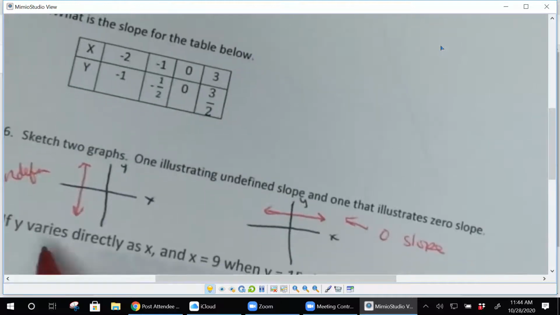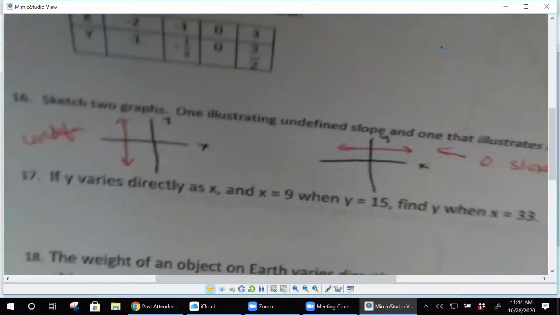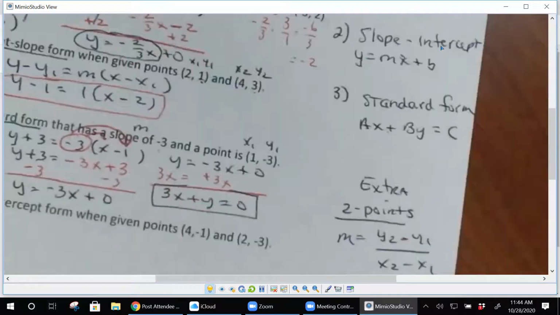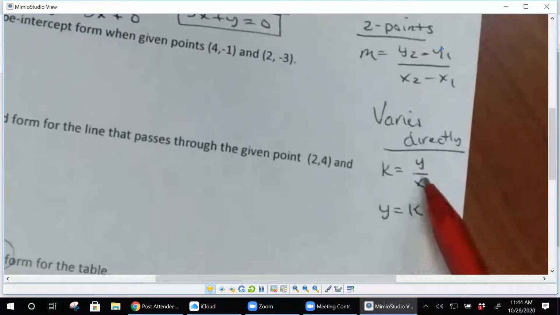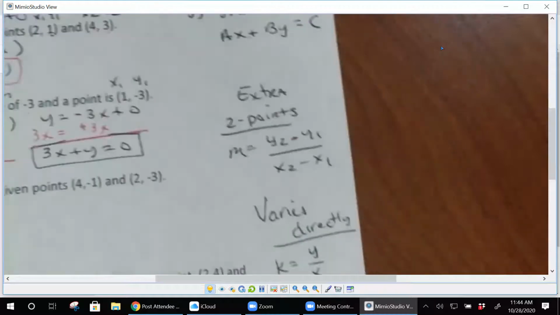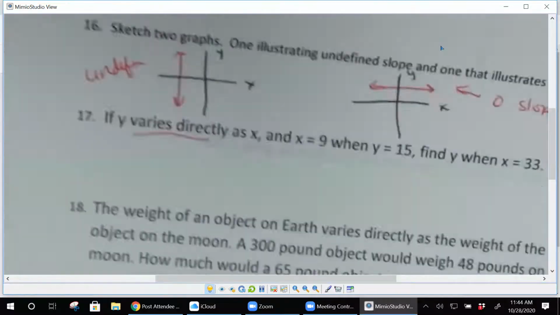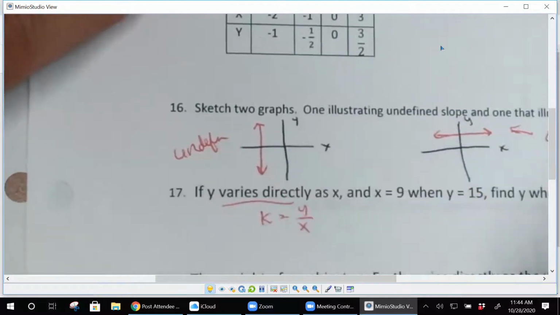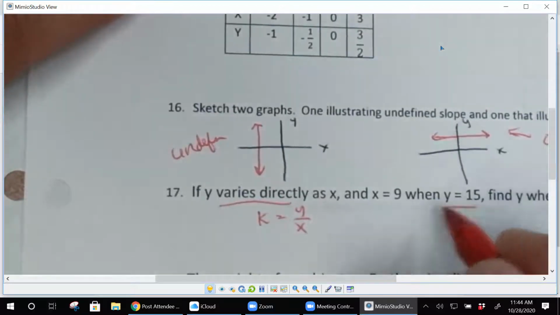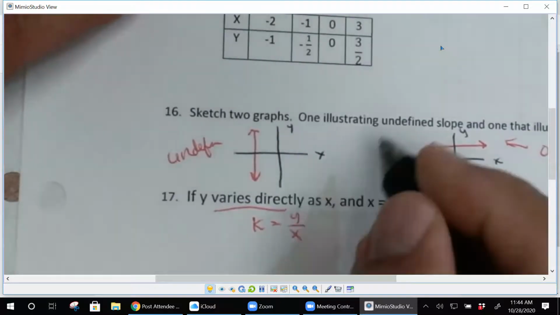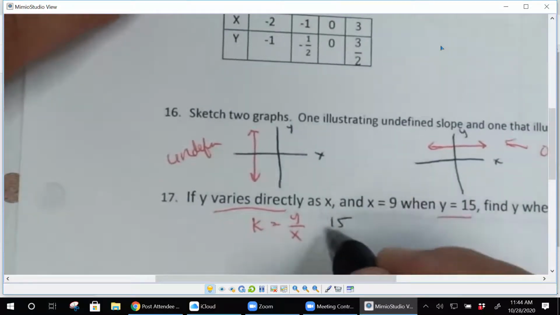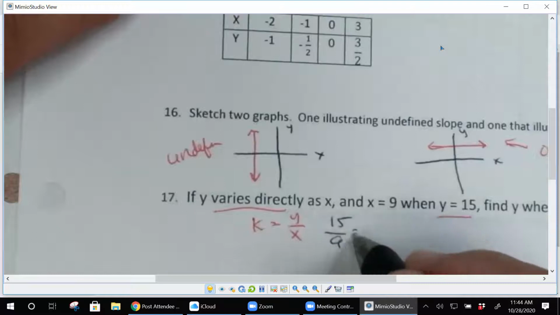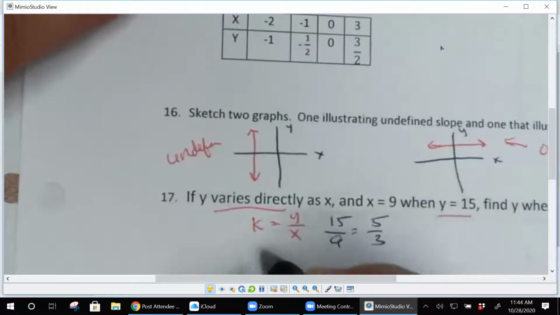All right, varies directly is the one that I was talking about before. It's the one that I have here. So if you look right here at the beginning, we have varies directly. So you're supposed to use these two guys here. And so kind of do one of these right here. So k equals y over x. My y value is 15. My x value is 9. If I reduce this by 3, that'll give me 5/3. So k equals 5 over 3.